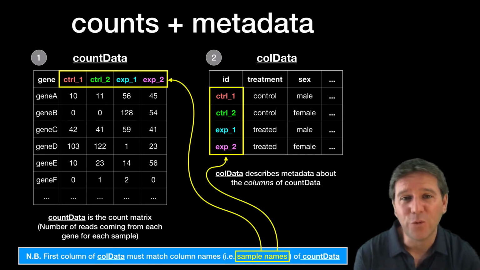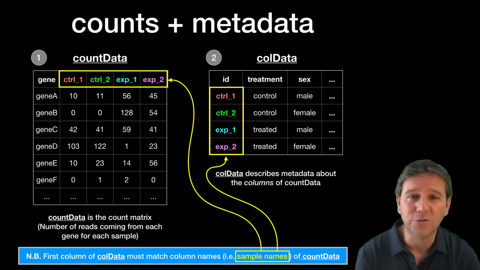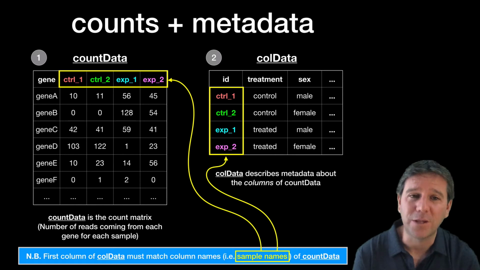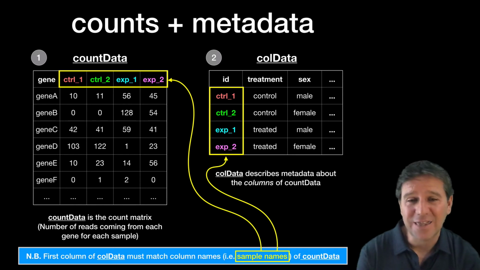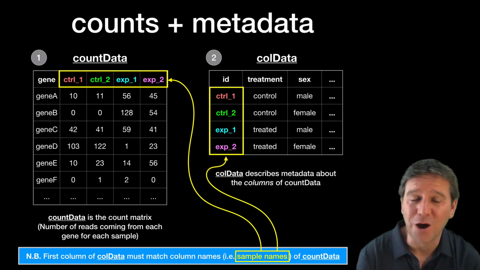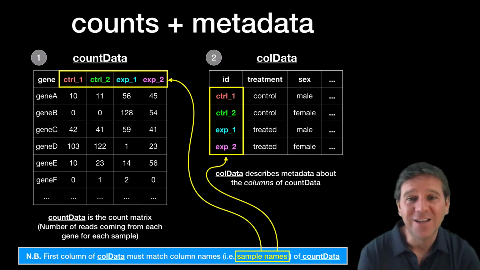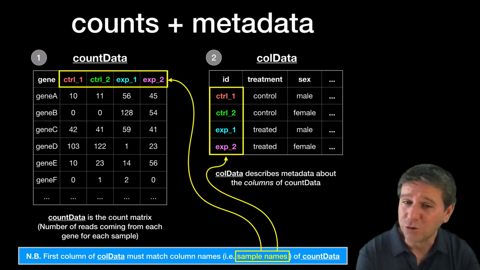Now, the vitally important thing here is that there must be a strict correspondence between the first column of this metadata, the colData here, and the sample names or the column names in that count data. So we need this correspondence in order to do our comparisons properly. Basically, we have to know which columns of data correspond to drug treated, for example, so we can compare the right columns here against the controls, right?